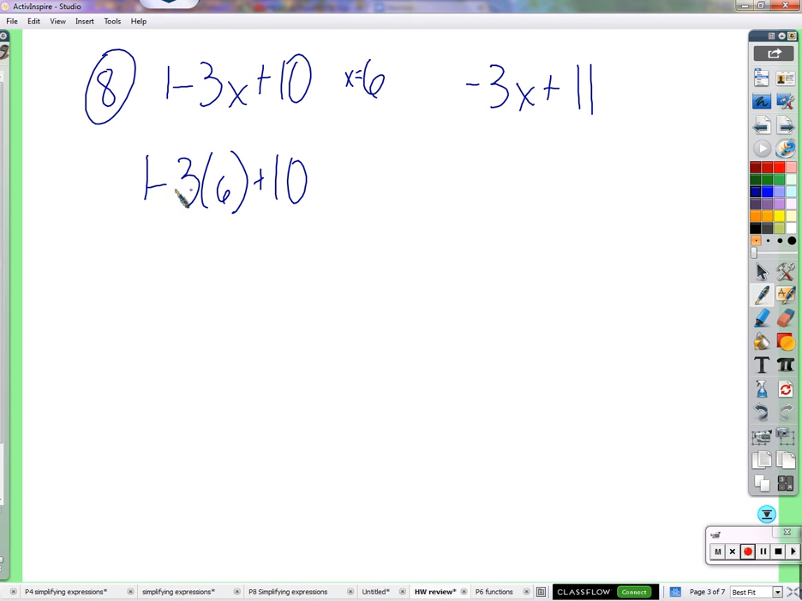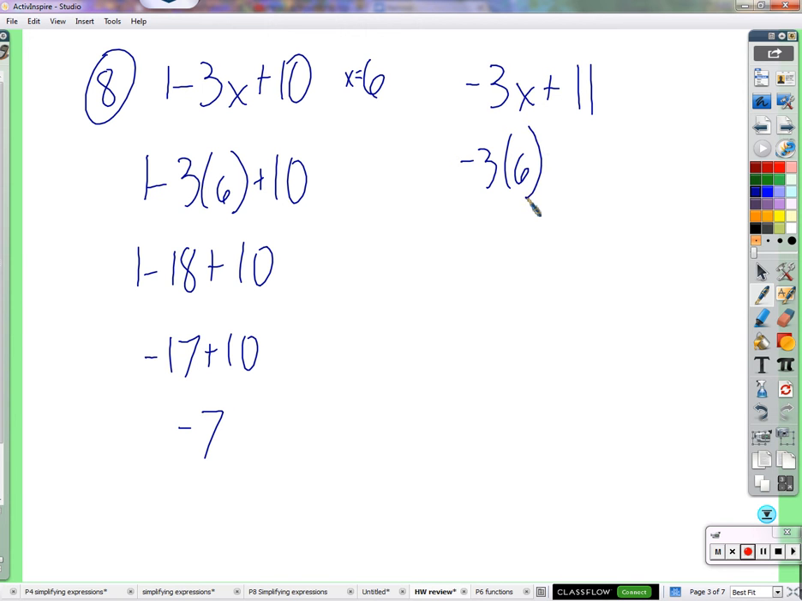All right, so we have negative 3 times 6 is negative 18. Negative 18 plus 1 is negative 17, plus 10, negative 7. Good job. We do it again, but we plug in 6 into the simplified version. I think this one's a little easier to see that of course they're going to come out the same. I'm going to take negative 3 times 6 here, and in this case I added 1 and then I added 10, which is the same as just adding 11. So we wind up with negative 18 plus 11 is negative 7.